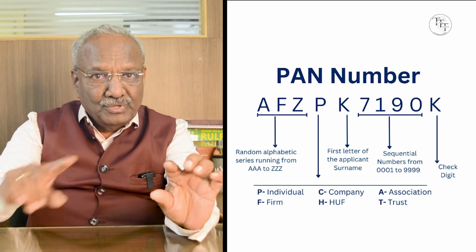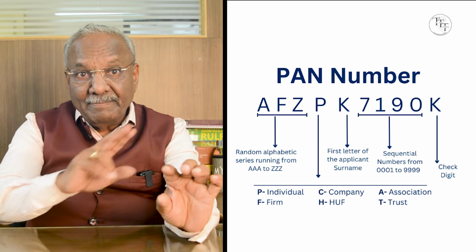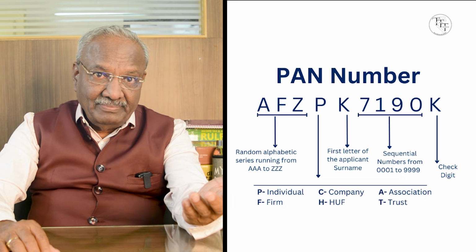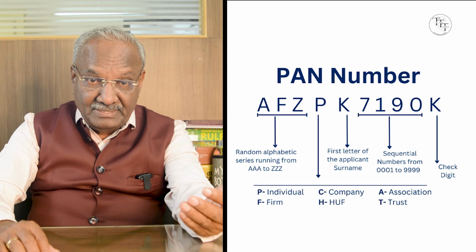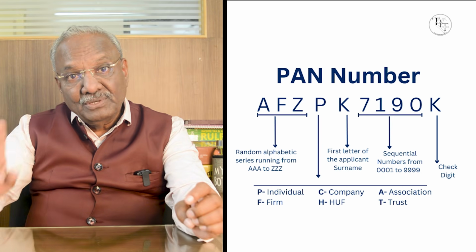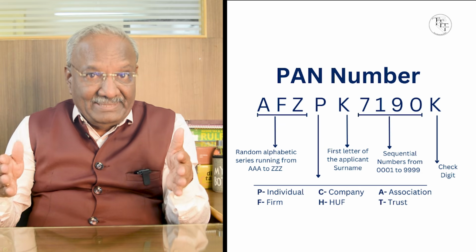AAB again 0001 and goes on. So AAB, by putting the alphabet, it can make 26 times. That is 26 multiplied by 26 multiplied by 26. And from 001 to 999. That many number of numbers can be accommodated by this.